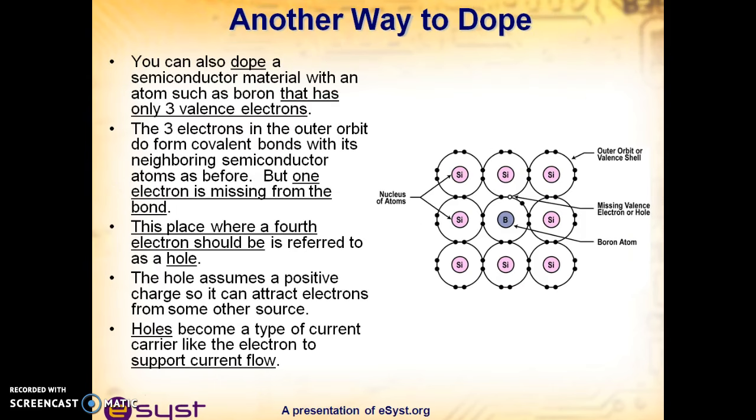Another way to dope: you can also dope a semiconductor material with an atom, such as boron, that has only 3 valence electrons. The 3 electrons in the outer orbit do form covalent bonds with its neighboring semiconductor atoms as before, but 1 electron is missing from the bond. This place where a 4th electron should be is referred to as a hole. The hole assumes a positive charge, so it can attract electrons from some other source. Holes become a type of current carrier like the electron to support current flow.